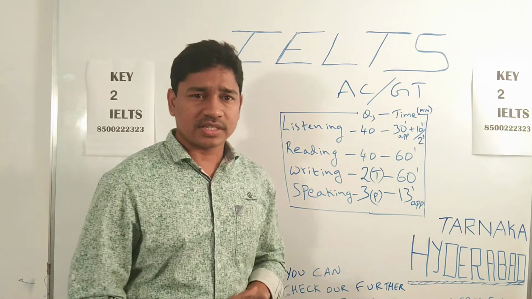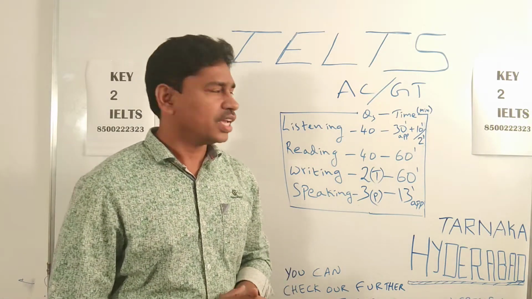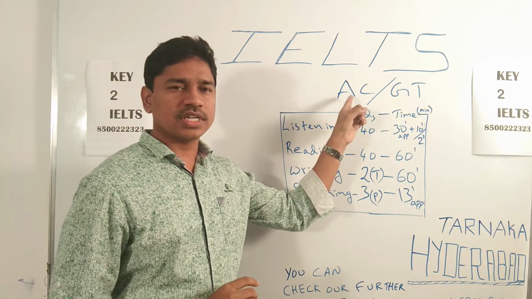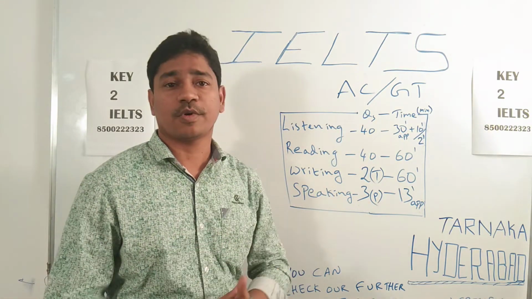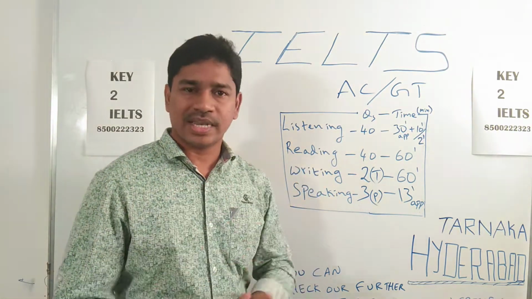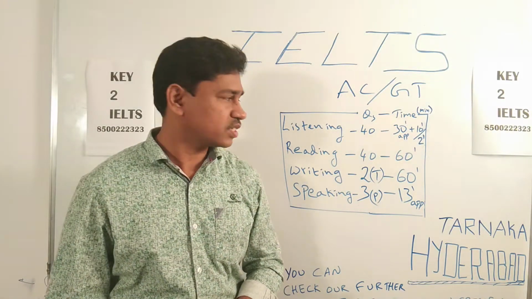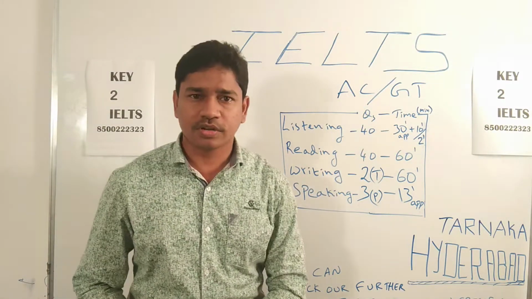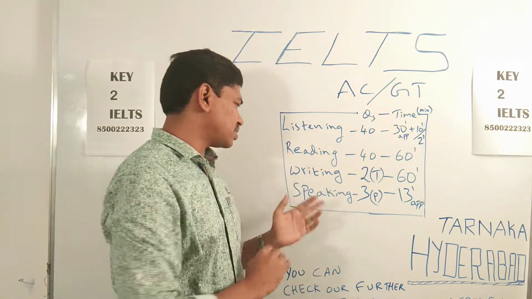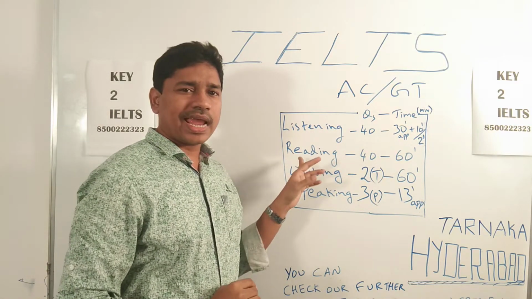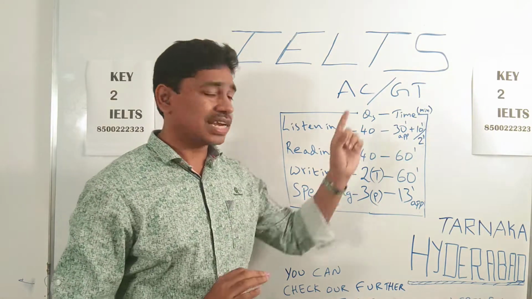Now where is the difference between academic and general training module? In fact, IELTS academic module is preferred by the candidates purely for higher education or even for certain professional recognitions for medicine or legal purposes anyways. Coming to this general training module, this is purely intended for immigration purpose. So where does the difference lie here? With regard to reading and writing, there is a bit of difference for general training candidates.